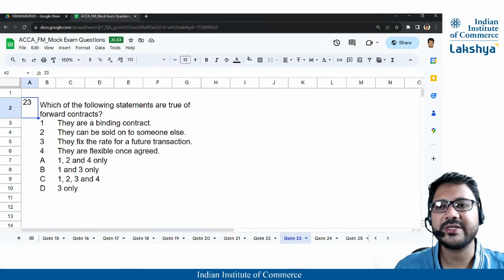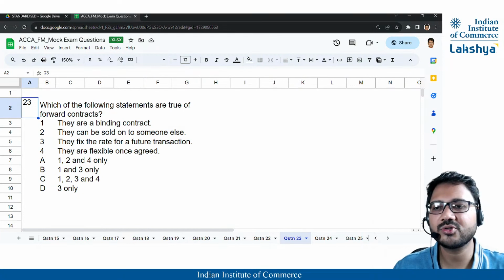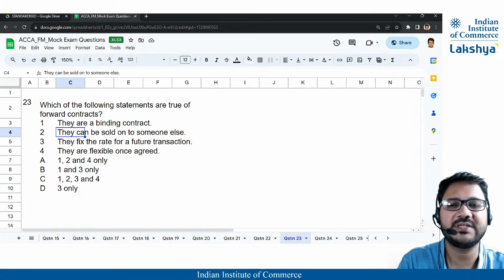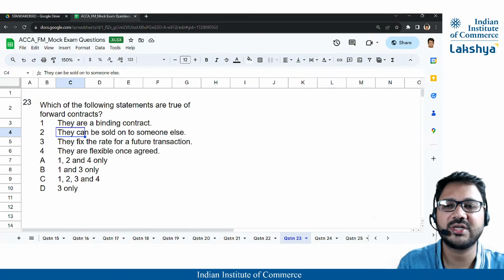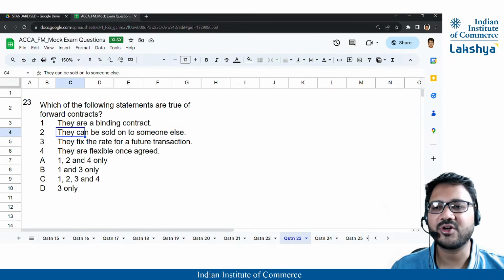Now, question number 23. Which of the following statements are true of a forward contract? They are binding contracts. Yes, they are an obligation, they are binding. So that's true. They can be sold on to someone else. No, forwards cannot be sold to someone else. They are OTC, not exchange traded, so you cannot sell it to someone else. So this is false.